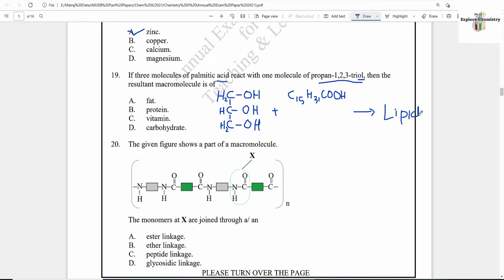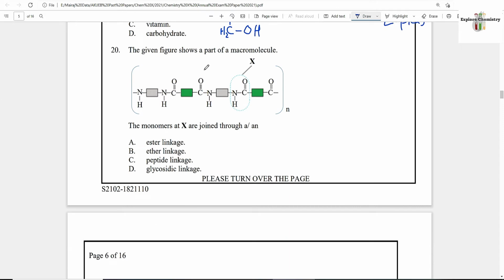Lipids are triglycerides of long chain fatty acids, and when glycerol reacts with fatty acid, it gives an ester, which has 3 ester functional groups in a chain. So here in options, fat is the only lipid, so this one is the correct answer. Protein, vitamins, carbohydrates are wrong options.